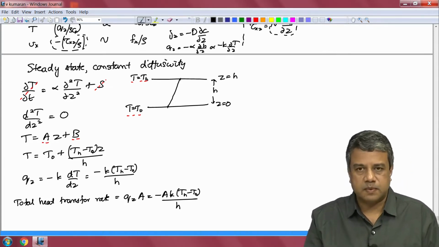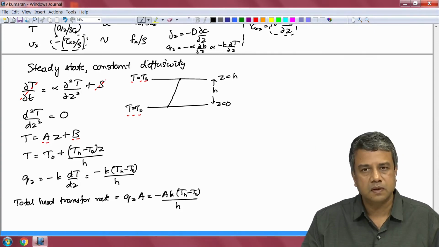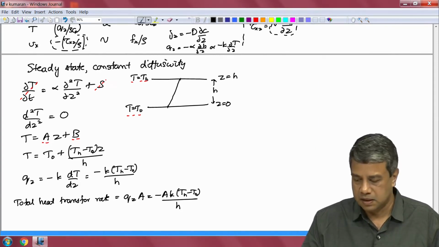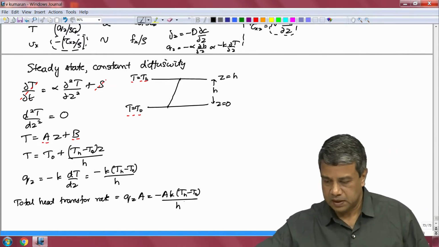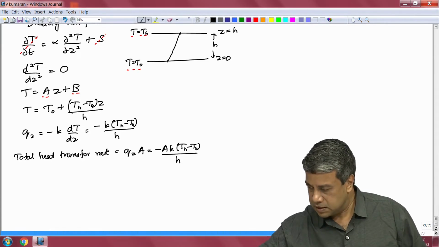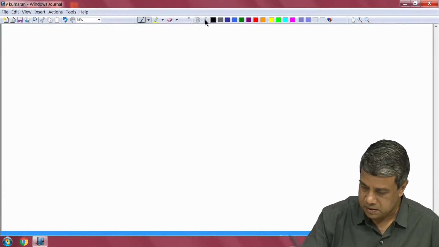So, this is a simple problem and it has a simple solution, a linear variation of temperature with respect to position in the z direction, because the second derivative has to be 0. Let us consider a slightly more complicated case, and that is a composite slab.